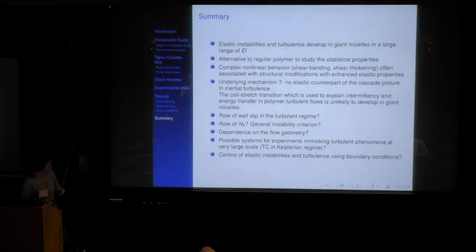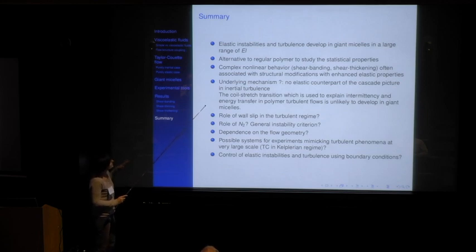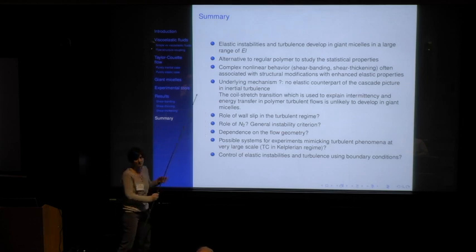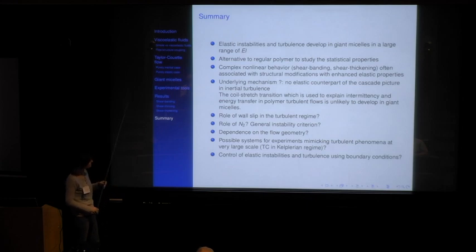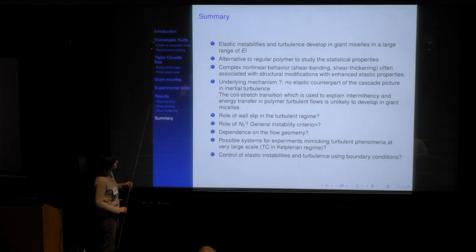Okay, so I can conclude. I tried to show you that elastic instabilities and turbulence can develop in another class of viscoelastic systems, which are giant micelles, which are different from regular polymers. And the disordered flow state can be observed in a large range of elasticity numbers. It's not only purely elastic. So this system may be an alternative to regular polymers to study the statistical properties, in particular because they are insensitive to irreversible mechanical degradation, which is a real problem with polymer solutions.